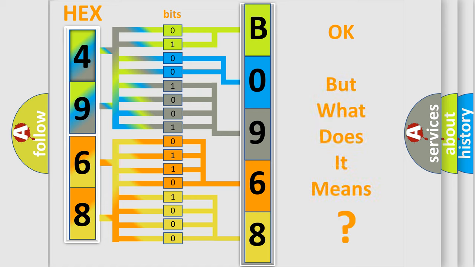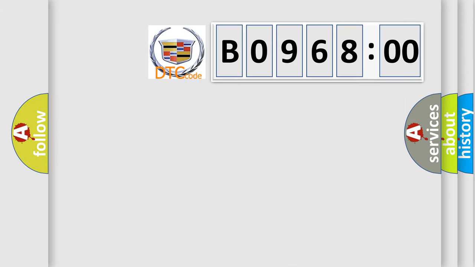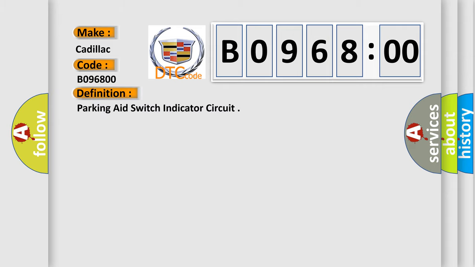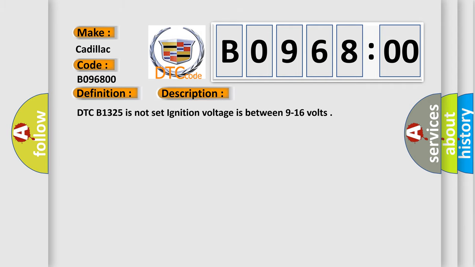The number itself does not make sense to us if we cannot assign information to what it actually expresses. So, what does the diagnostic trouble code B0968-00 specifically interpret for Cadillac? The basic definition is parking aid switch indicator circuit. And now this is a short description of this DTC code.